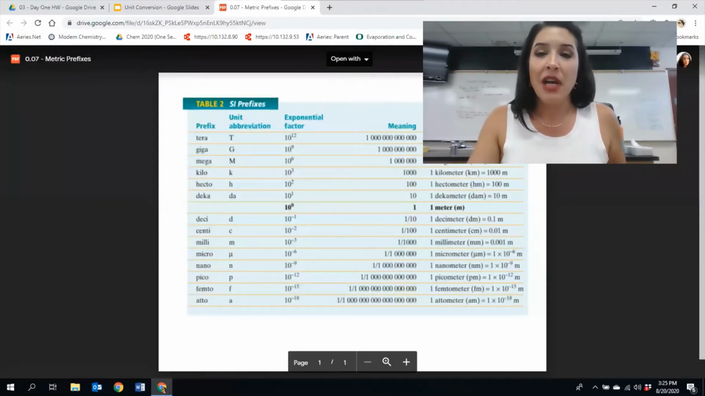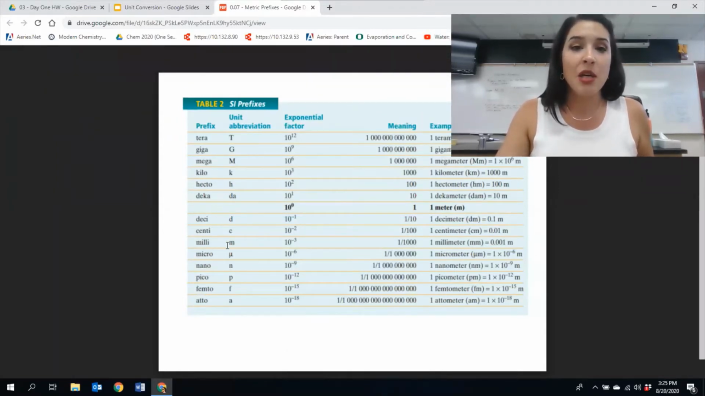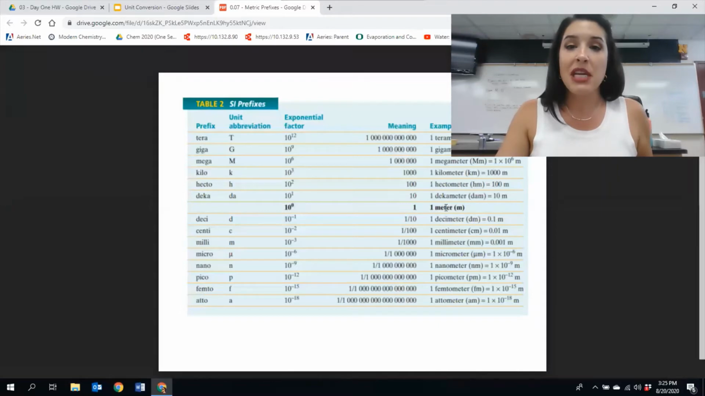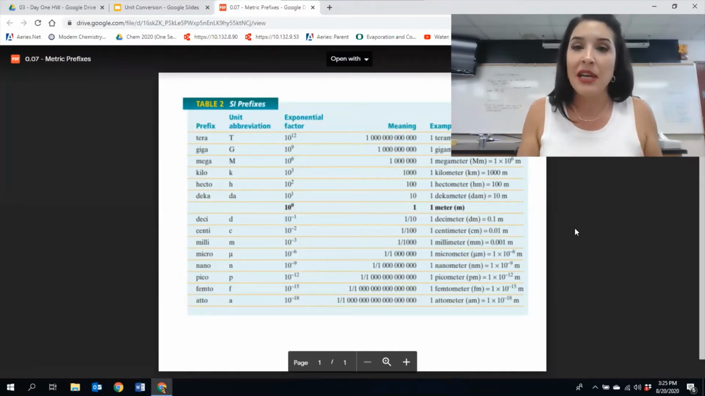So here we have a couple of common prefixes. For example, we talked about centi, we talked about kilo, and you can pull any ratio you want out of this by comparing the meaning to the example. So 1 meter is equivalent to 1 meter, obviously. One decameter is equivalent to 10 meters. 1 kilometer is equivalent to 1,000 meters, and so on and so forth. Now, this is a resource, so that means you're able to look this up anytime you need it and use these ratios as you see fit.